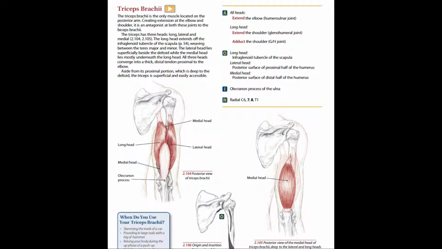Now, as far as the actions for the triceps brachii, all of them extend the humeral ulnar joint, but the long head has two actions in addition to extending the elbow. As you can see in the text, it extends the shoulder and then adducts the shoulder. In the next video coming up, you'll see proper palpation techniques and then a visual representation of how the triceps brachii extends the elbow.